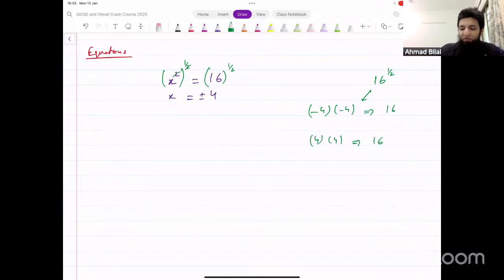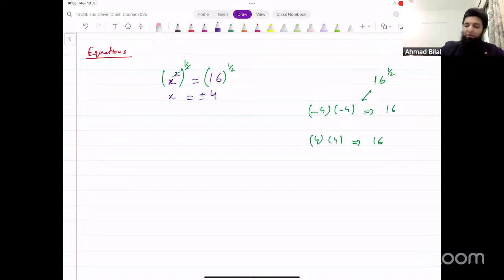So when you take square root on both sides of any equation, we consider both possibilities that we could have a positive answer or we could have a negative answer. So we have to consider both plus and minus. However, in order to remove the power, that's what you would do. You would basically take square root on both sides like that.